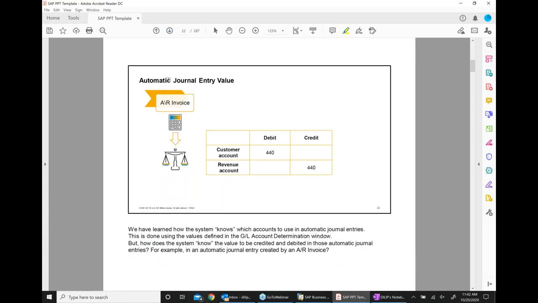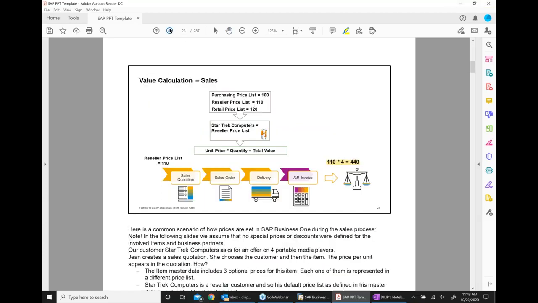We talked about that at the time of AR invoice, but AR invoice is just an example; the same thing applies in other places too. Same at the time of vendor invoice. So what we are talking about in the customer invoice applies to the vendor invoice also. The concept remains the same on both sides. So that is an example of an automatic journal entry.